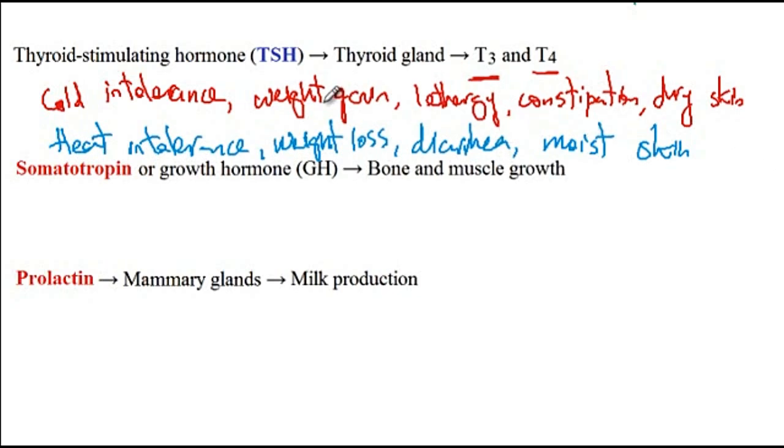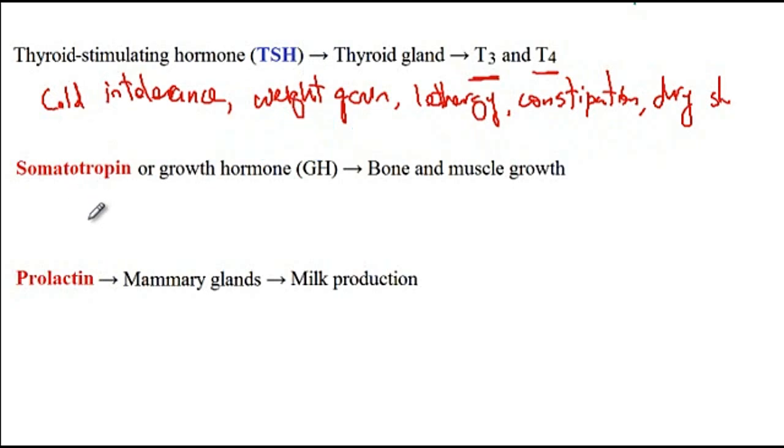Alright, now that we are done with the discussion of the hormones that are being produced by the basophilic cells of the anterior pituitary gland, next we can move on to the hormones that are being produced by the acidophilic cells of the anterior pituitary.